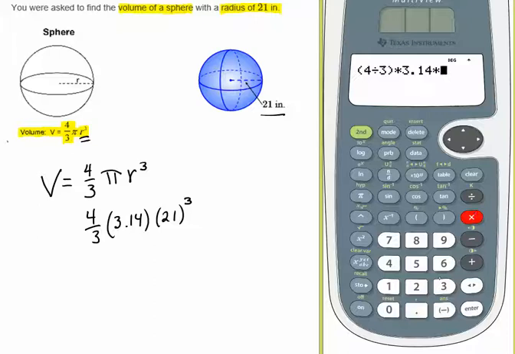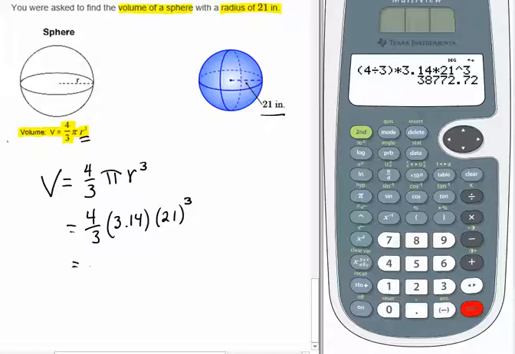So you have to know how to enter an exponent on your calculator. Every calculator is a little bit different. On this calculator, I use this little up arrow. It's called a caret. I hit that and then put in the 3. And then hit the enter key. And I get, let me put an equal sign here, equals 38,772.72, whoops, battery's running low, 72 inches, and then the units would be cubic inches.